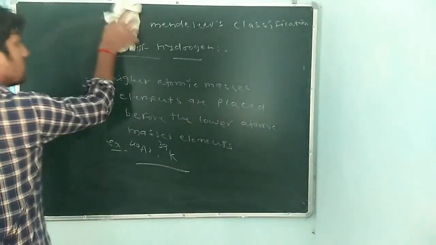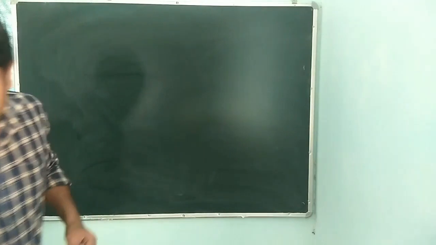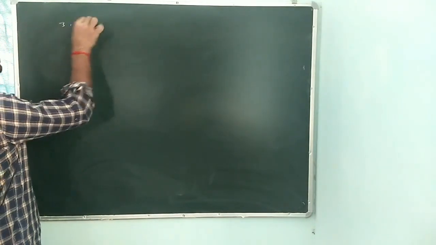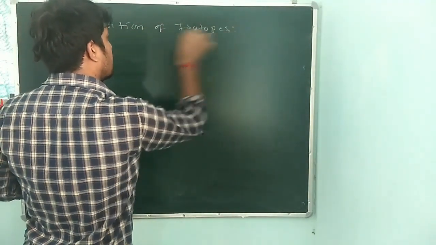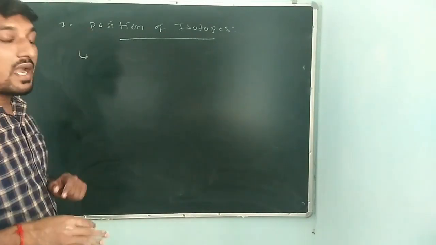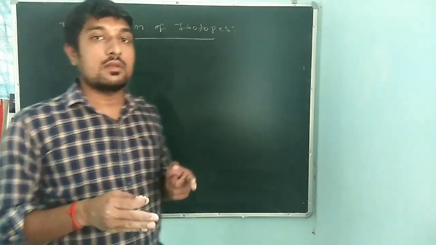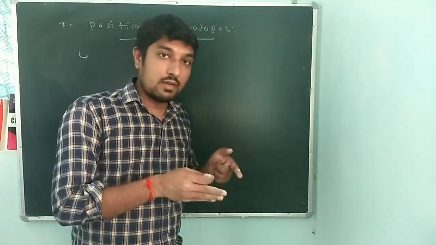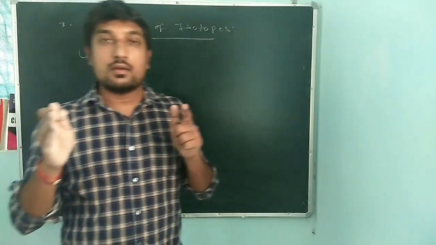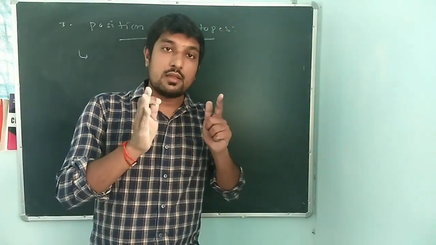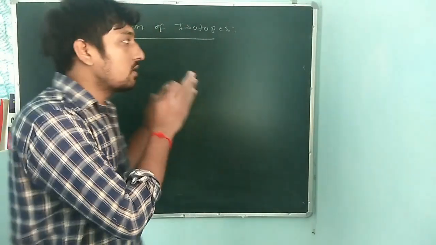And what is the third? The third defect is the position of isotopes. In Mendeleev's periodic table there is no position for isotopes. We know what isotopes are: atoms having the same atomic number but different mass number. But in Mendeleev's periodic table only the main elements have a position, and the isotopes of the elements have no position. So this is the third defect.